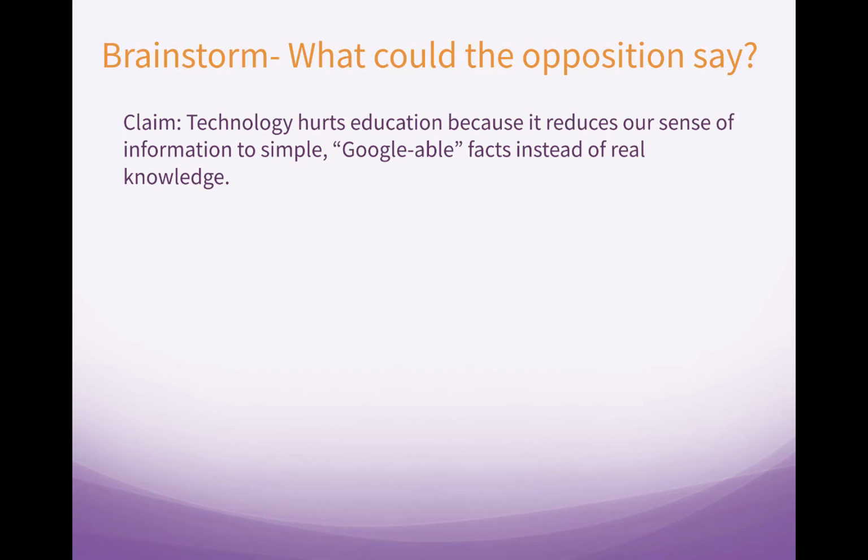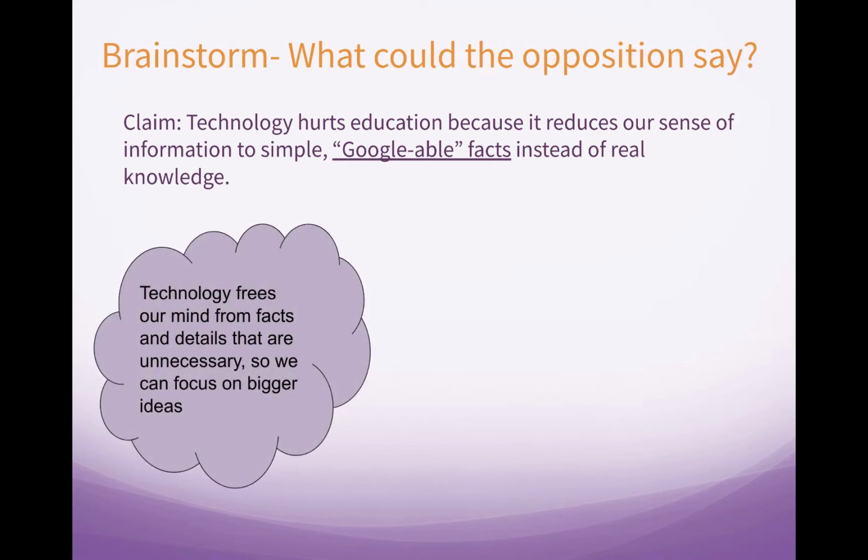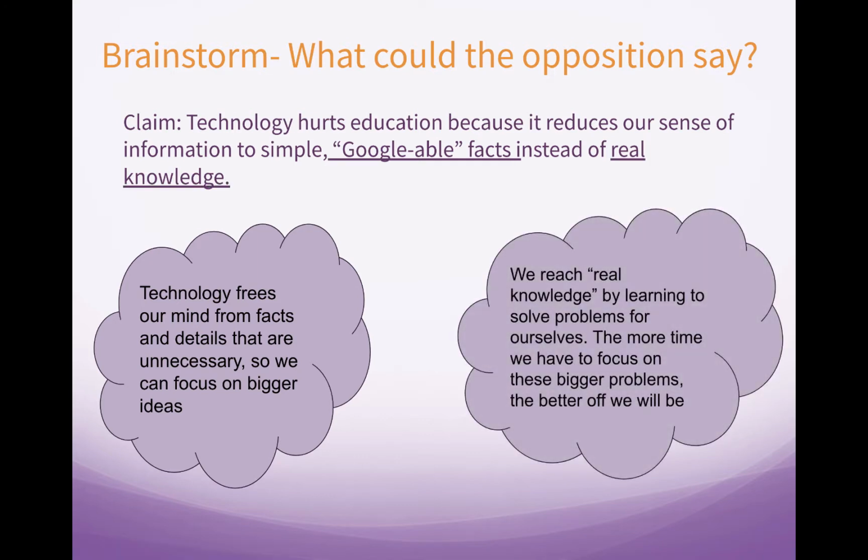Next, I'm going to consider what my opponents would say, how they might disagree with me. I'm thinking that my opponents might disagree with the idea that our sense of information is reduced to Googleable facts. I think they might say that technology actually frees our mind from facts and details we don't need, that are unnecessary, so that we can focus on bigger ideas. I think they would argue that we reach real knowledge by learning to solve problems for ourselves. The more time we have to focus on these bigger problems, the better off we will be. So I think they would likely consider how technology can help us learn more effectively.